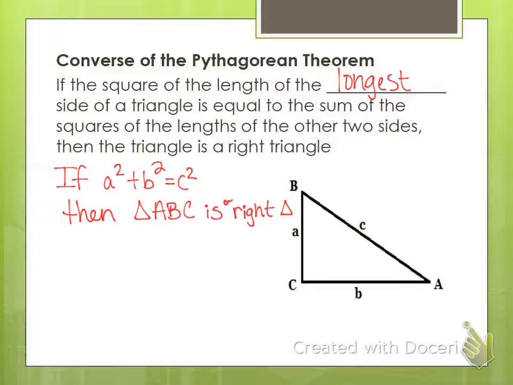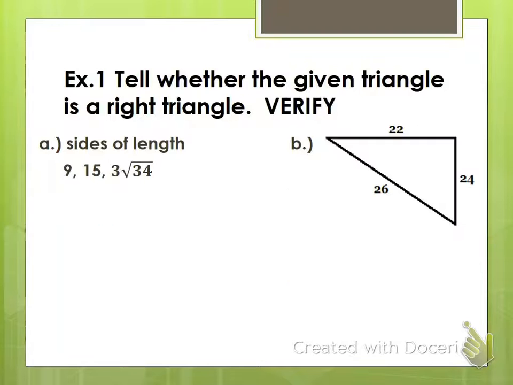Okay. Tell whether the given triangle is a right triangle, verify. So that means we have to show some work. We can't just say, yeah, it looks like they have a right angle there, and put a right angle box and call it a day. We actually have to use the converse of the Pythagorean theorem. In order to do that, we need to know which side is the longest side.